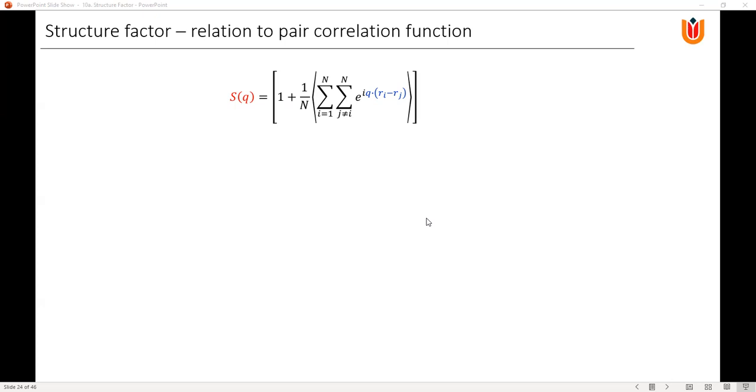So let's have 1 here. Then here, for larger distances, it will be 1. And then, of course, the question is what happens in between.